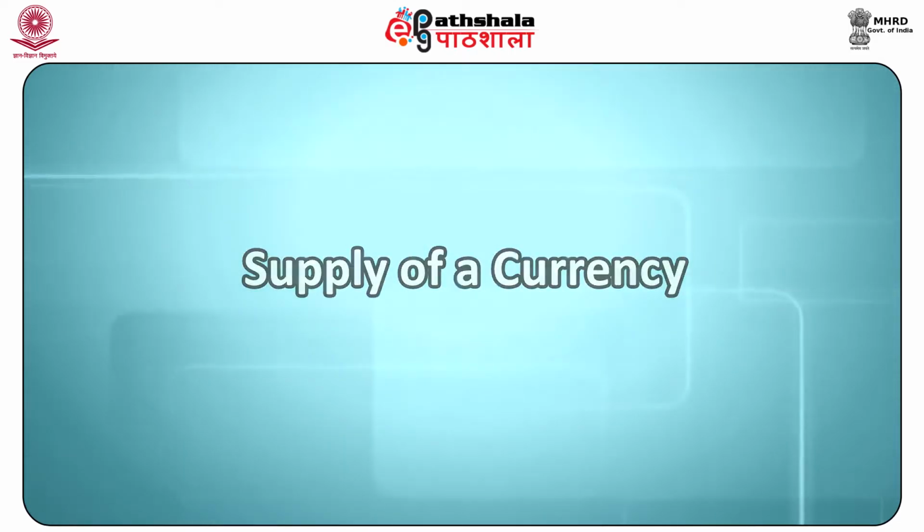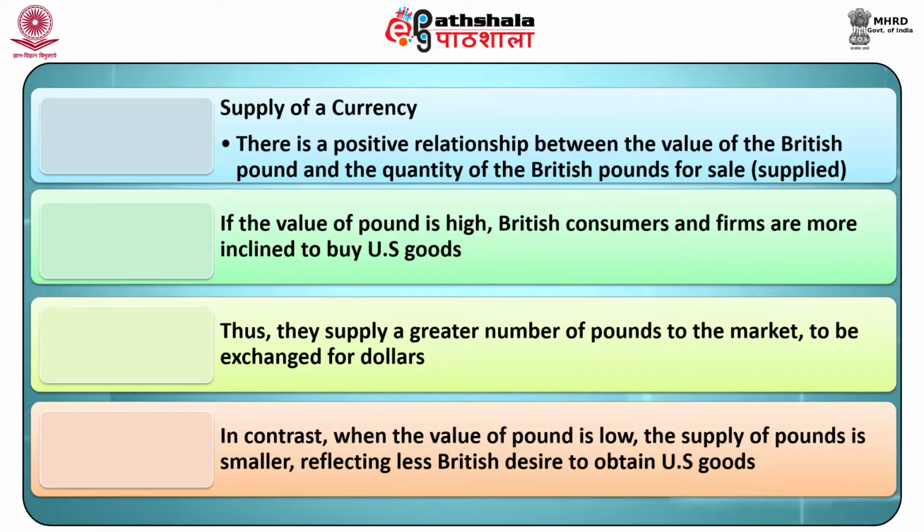Supply of a currency. There is a positive relationship between the value of the British pound and the quantity of British pounds for sale, which can be explained as follows. If the value of the pound is high, British consumers and firms are more inclined to buy US goods. Thus, they supply a greater number of pounds to the market to be exchanged for dollars. In contrast, when the value of the pound is low, the supply of pounds is smaller, reflecting less British desire to obtain US goods.